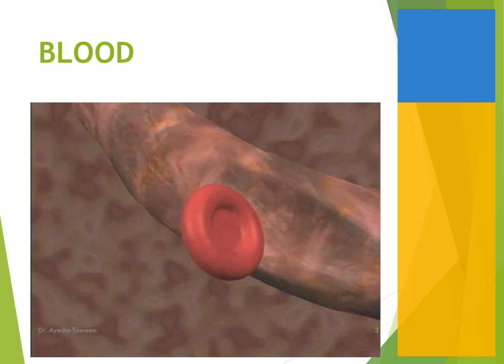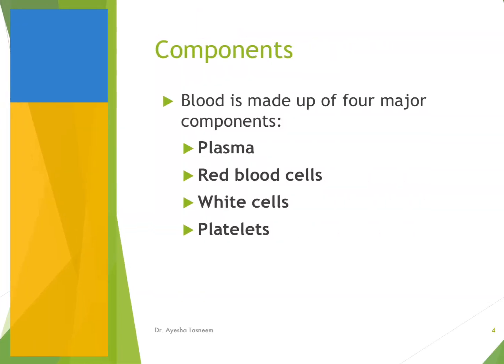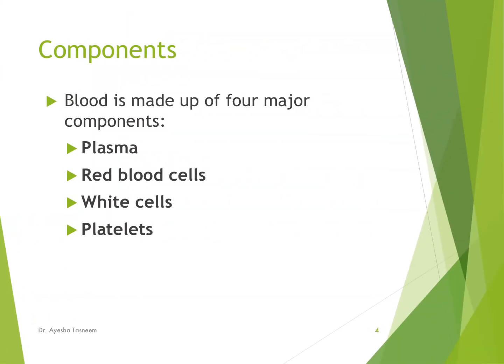Now we will discuss blood in detail. Firstly, we come to the components of the blood. Blood is composed of four components, that are the plasma, red blood cells, white blood cells, and platelets. Firstly, what is plasma? Plasma is the liquid portion of the blood that contains dissolved nutrients, hormones, and gases.